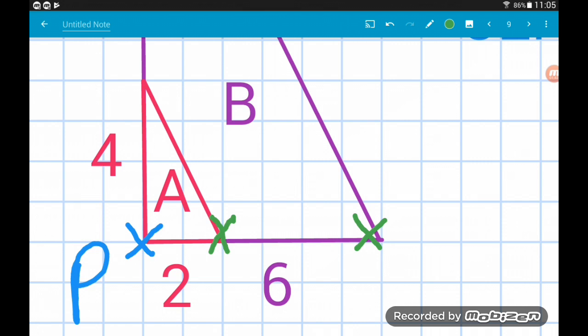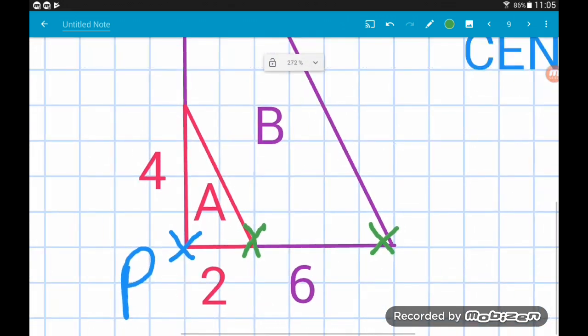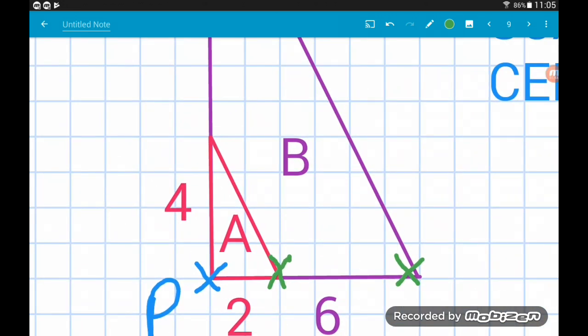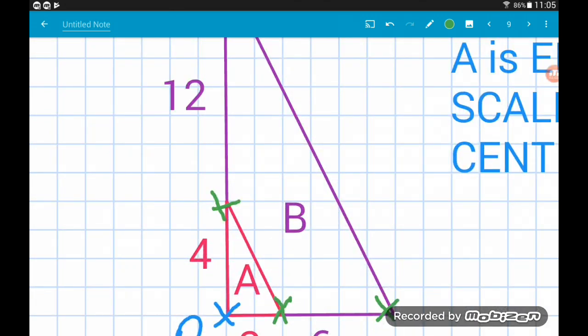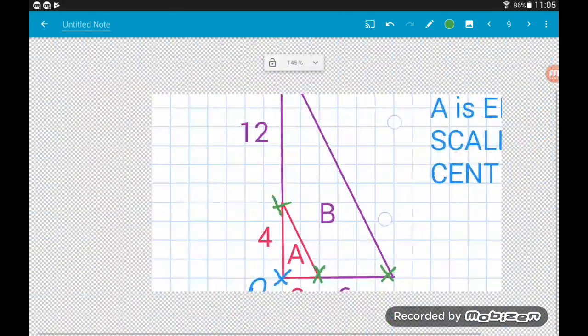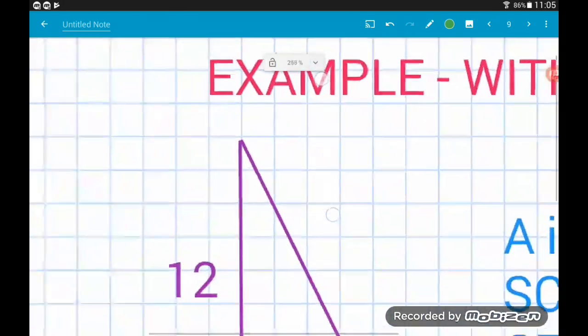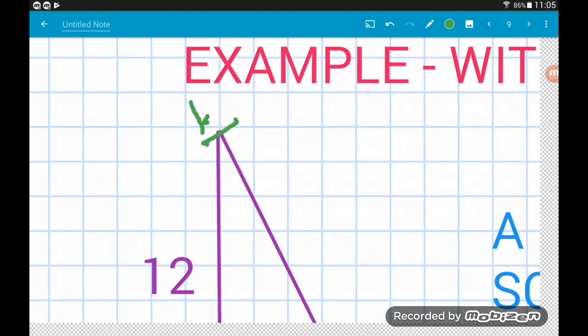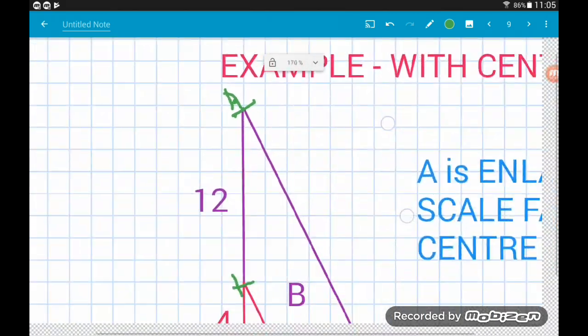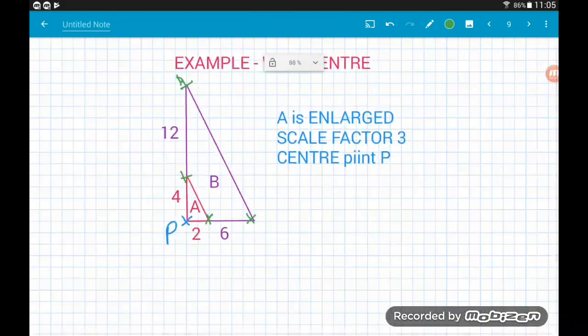away from point P. And then very similarly, the tip of triangle A was 4 squares above point P, so that increases by a multiple of 3. So 4 times 3 is 12. So now the enlarged tip of the triangle is 12 places up above point P.